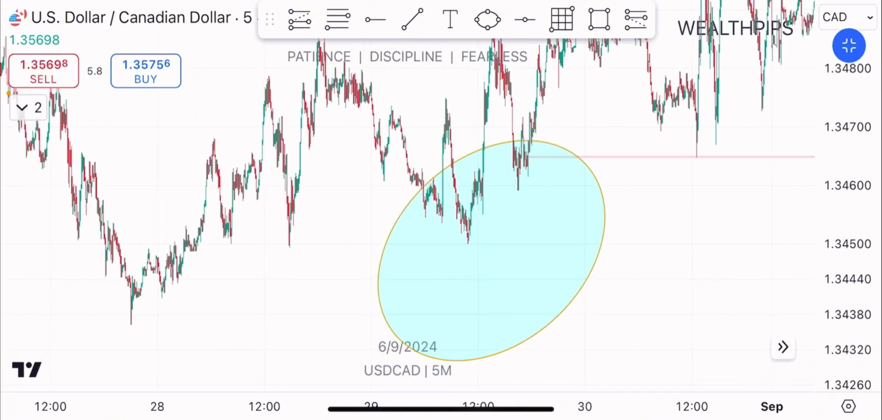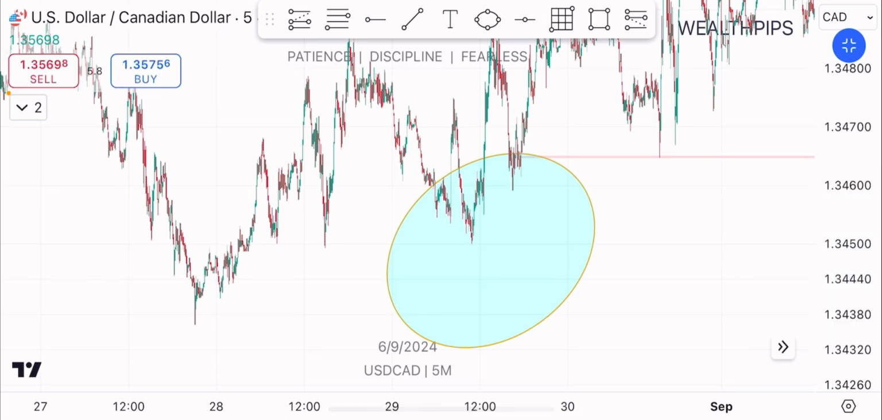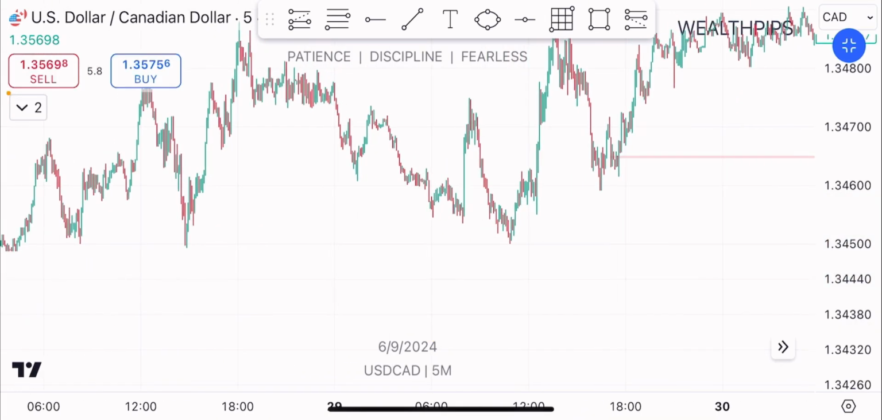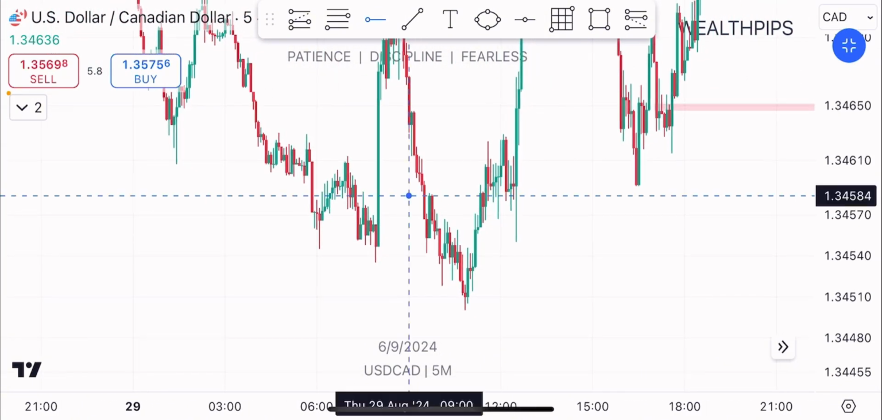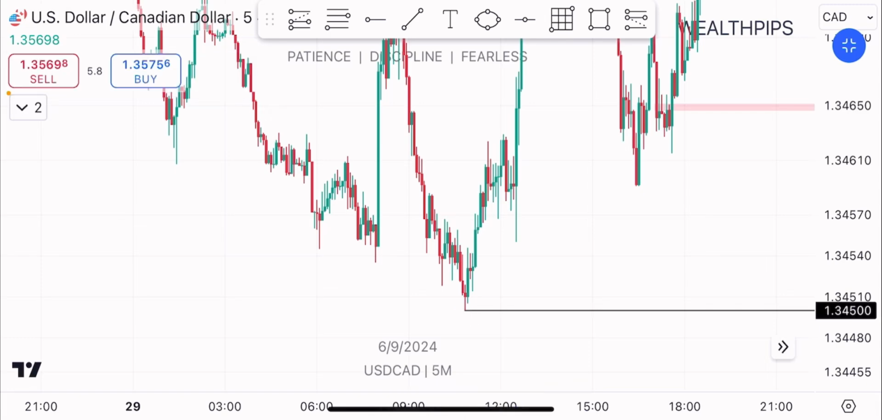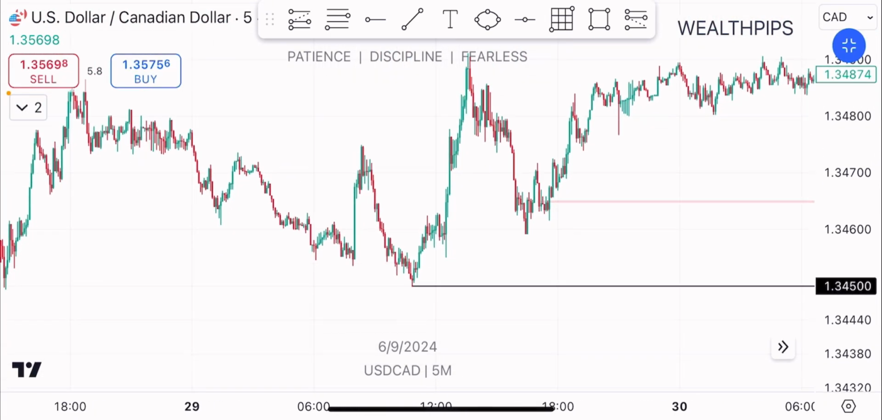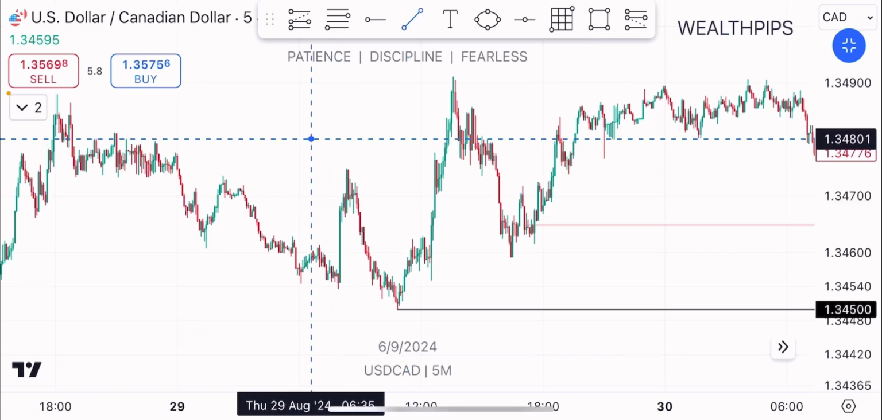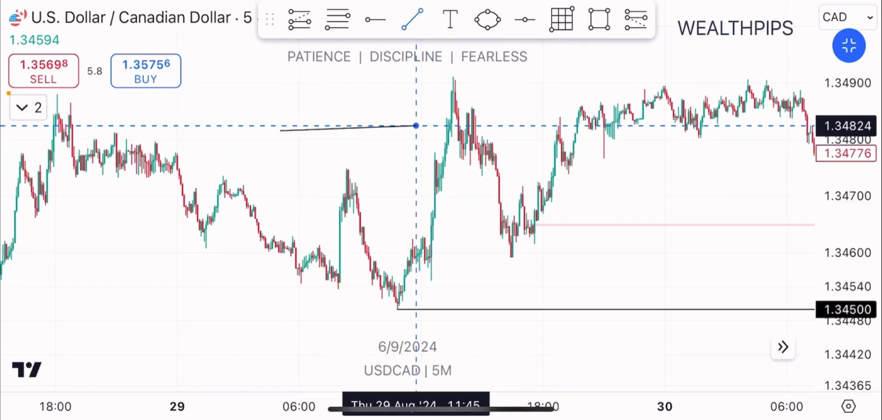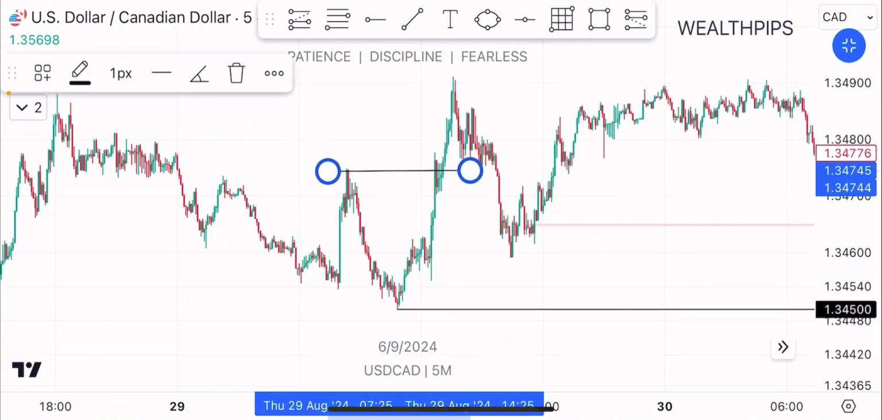On this place here there was a little sweep of liquidity. Then after this sweep of liquidity I saw this break of structure to the upside. So let me draw it. This is a break of structure here, a break of structure to the upside.